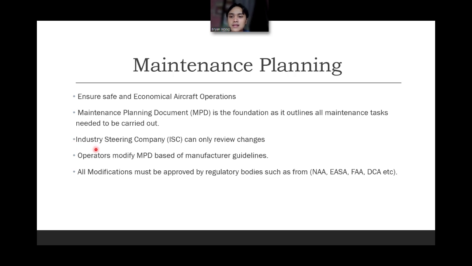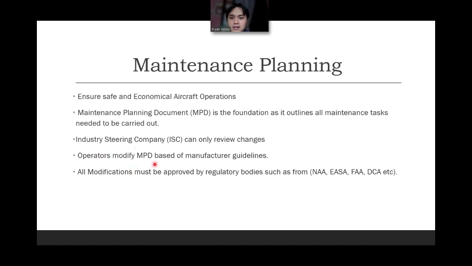Next, the industry steering committee, ISC, can only review the changes. So the maintenance planning document can only be reviewed by the industry steering committee. It's best for you to go to Google and check what is the industry steering committee, to further understand what is ISC.